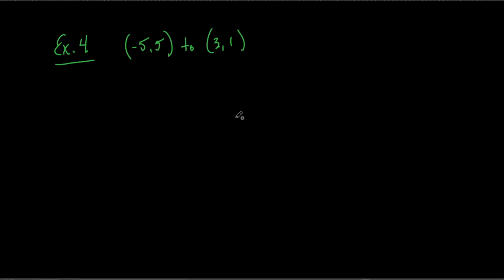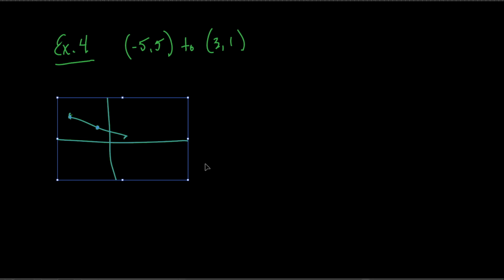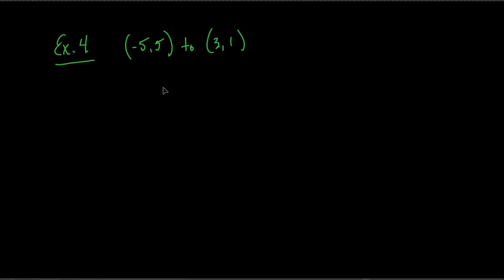The nice thing about this is you don't have to graph it. Like if you wanted to, you could graph the thing. You could go -5. So -5, 5 would be about right there. And then 3, 1 would be about right there. You connect them and you want to find the midpoint. The midpoint would be about right there. That was a sloppy little graph, but you get the idea. You could do that if you wanted to, but we already know how to do the midpoint formula. We don't have to reinvent the wheel every single time we want to do the midpoint formula.